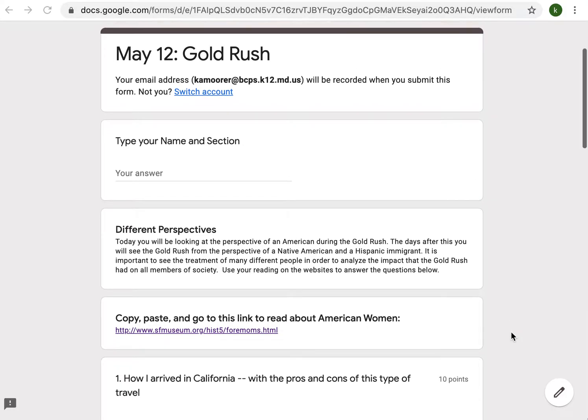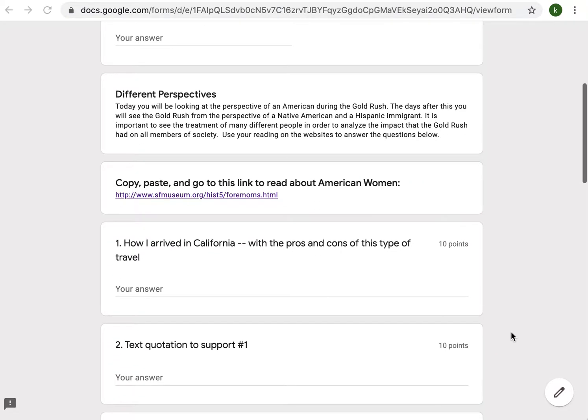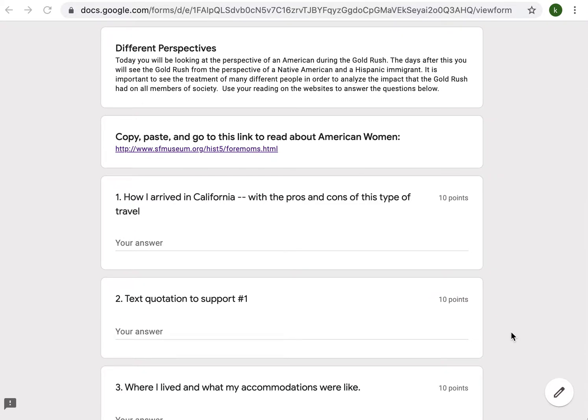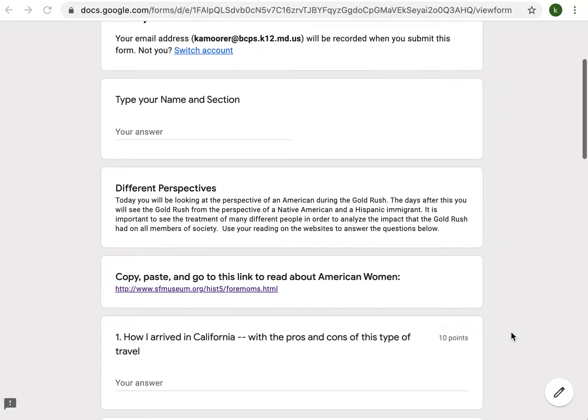This continues our reading from yesterday, when we read two different texts: one was a primary source and then one was just a narrative focused on the westward expansion. Today we're going to look at one specific group of people, and then tomorrow we'll look at a different group, and then you'll look at one more on the May 14th lesson.